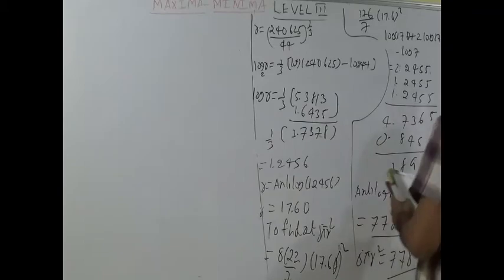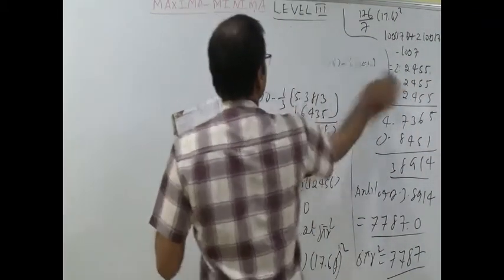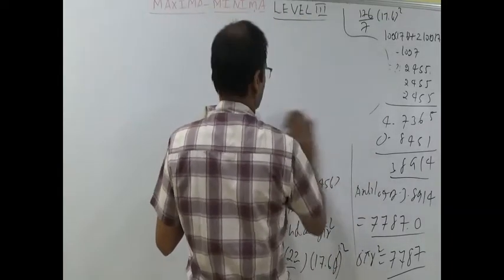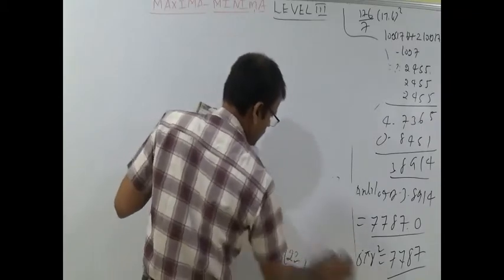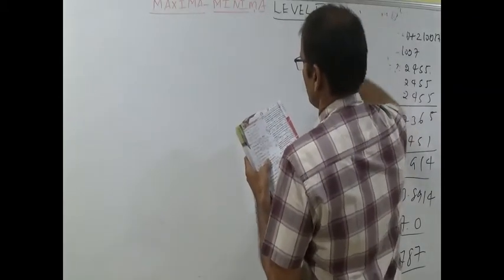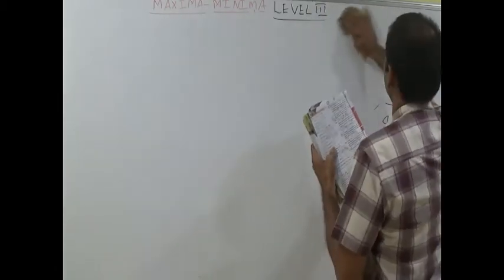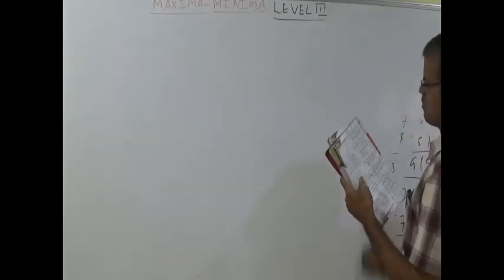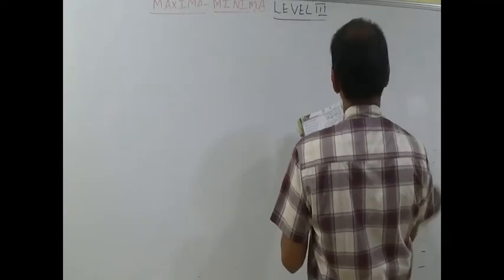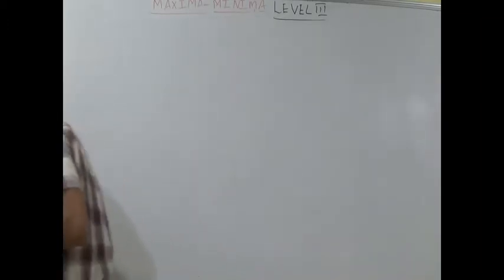A cone is made from a circular sheet of radius √3 by getting a sector. Yes, it is given in the form of a sector, and joining the cut edges of the remaining pieces together. The maximum volume attainable for the cone, we should calculate.